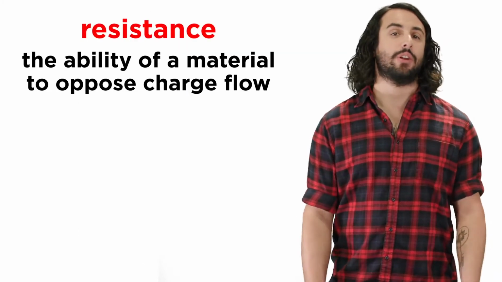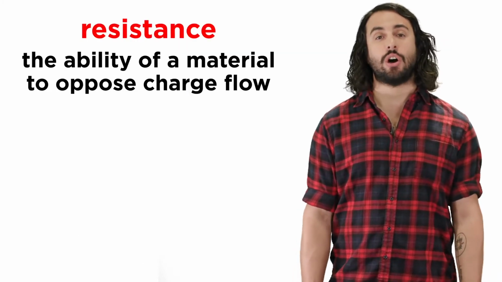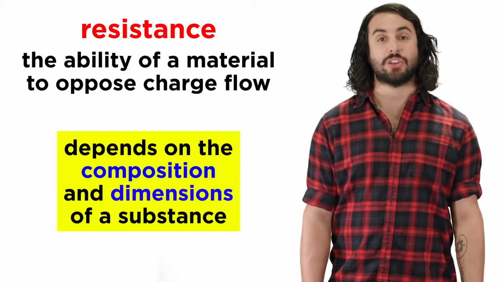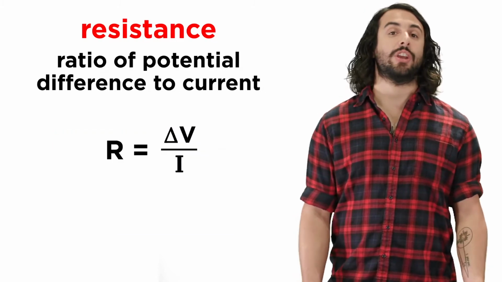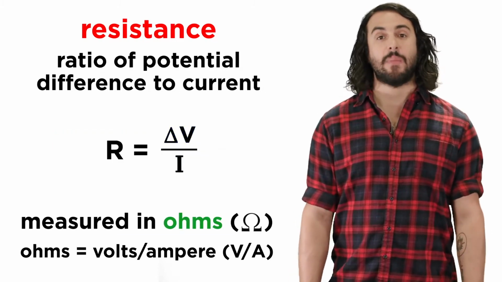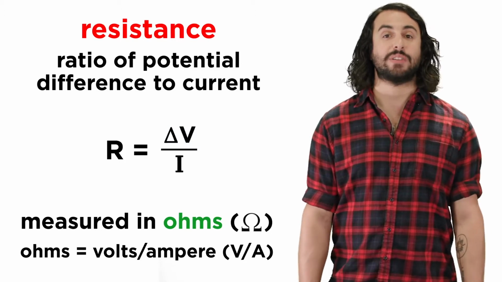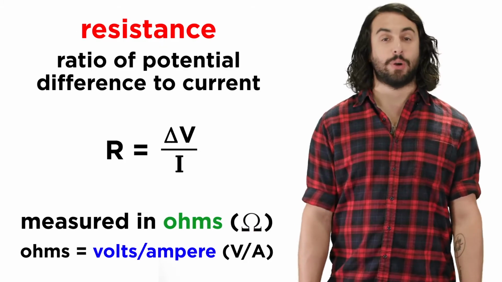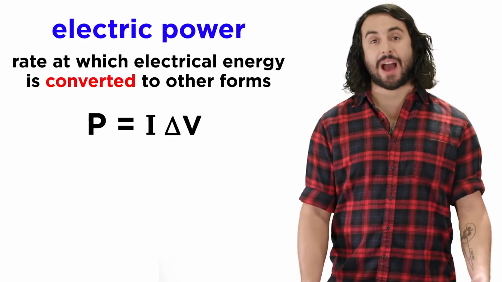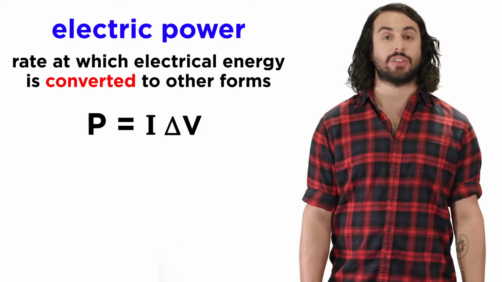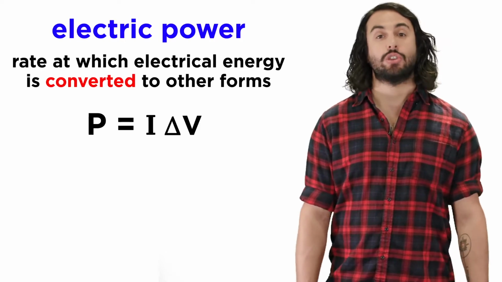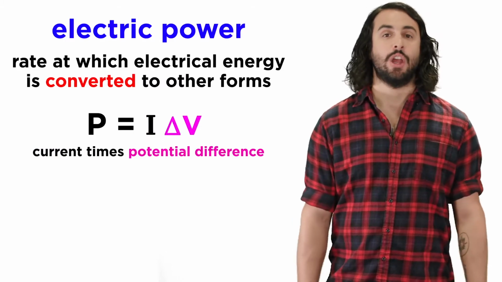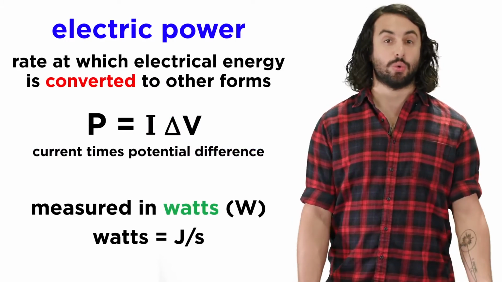The ability of a material to oppose the motion of charge is called resistance, which will be unique to a substance and vary by the dimensions of the material. This is the ratio of potential difference to current, measured in ohms, which are represented by the Greek letter omega. These are equal to 1 volt per ampere. Electric power, which is the rate at which charge carriers convert electrical potential energy to other forms of energy, is given by current times potential difference, which is measured in watts, or joules per second.